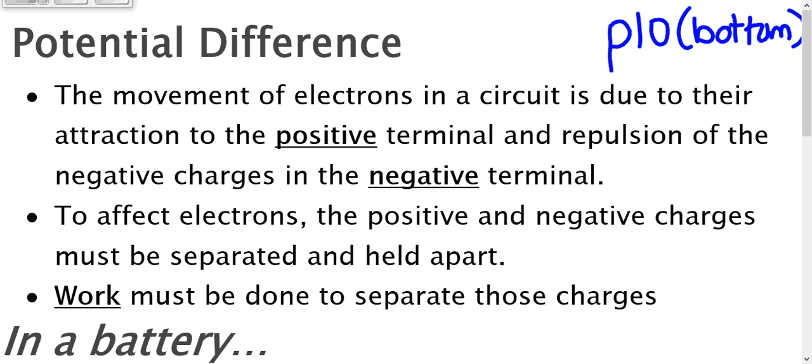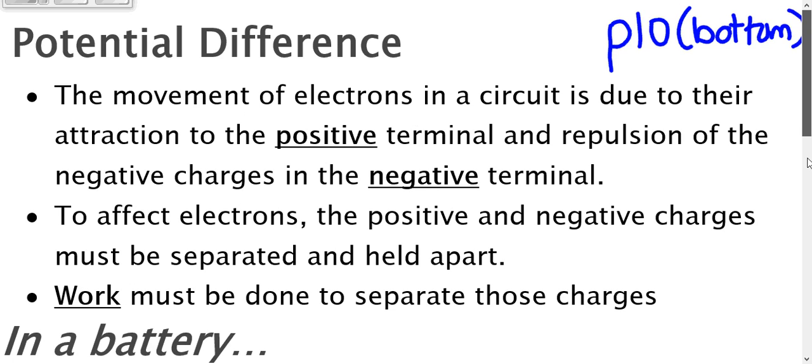So in a battery, if you have ever looked at a battery, just like a double A or a C or D cell battery, you'll notice that one side of it has that kind of nub, and that's the positive end, and the other side has a negative end. So in that battery, we've separated the positive and negative charges. That's the chemical energy. So we have to put in work and energy in order to separate those charges.